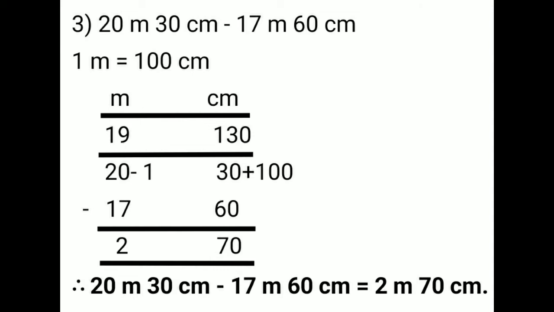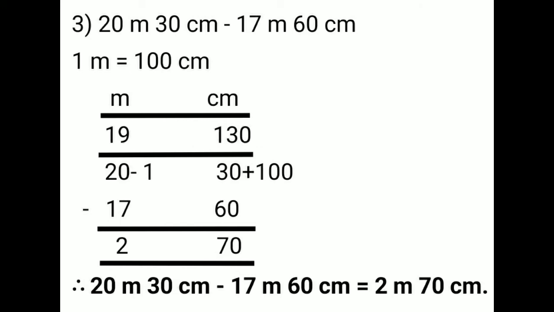Sum number 3: 20 meter 30 centimeter minus 17 meter 60 centimeter. Here the given units are meter and centimeter. So we'll first note down the relation between meter and centimeter, that is 1 meter is equal to 100 centimeter. Now to do the subtraction, we can subtract 17 meter from 20 meter, but we cannot subtract 60 centimeter from 30 centimeter. So what do we do then?